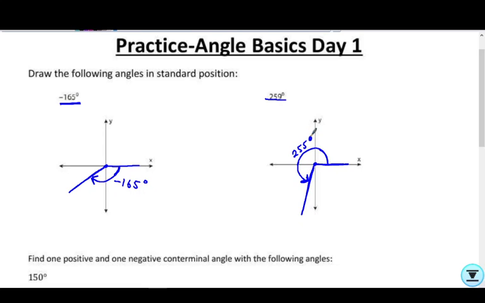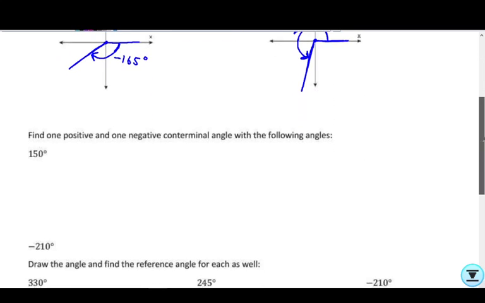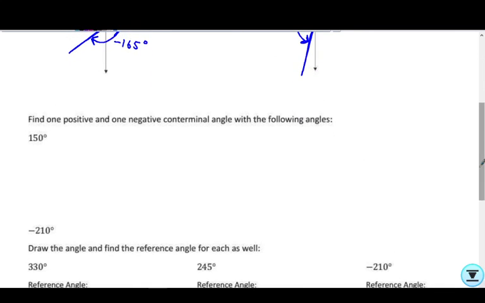And again, at this point, it's just about knowing. I don't expect you to get out a protractor and do this, but I want you to get an idea of how to draw a positive angle versus how to draw a negative angle. Now the second part of the practice deals with coterminal angles. It says find one positive and one negative coterminal angle with the following two angles.